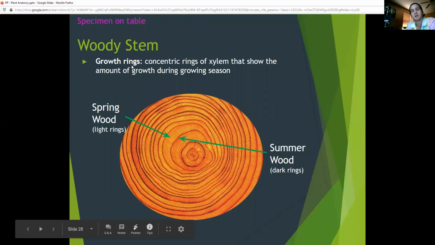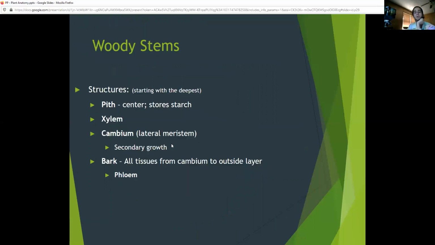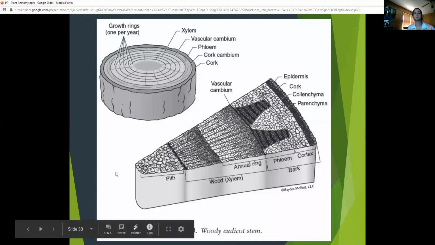Here is a woody stem. It has growth rings, concentric rings of xylem that show the amount of growth during the growing season. Spring wood, that's what we're going to call it here, is the light rings, and summer wood is the dark rings, where there is less water, and so the growth has to slow down. So on a woody stem, you have pith in the center, which stores starch, xylem, cambium, which has your secondary growth where it is growing outward, becoming wider, and then bark, which is all tissues from the cambium to the outside layer. And there is where you'll have phloem.